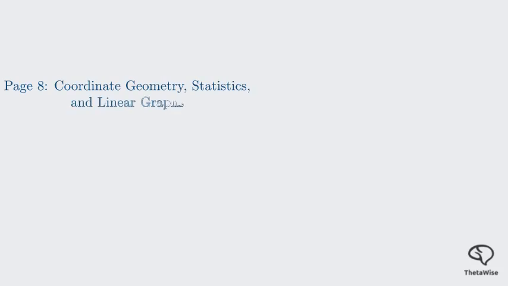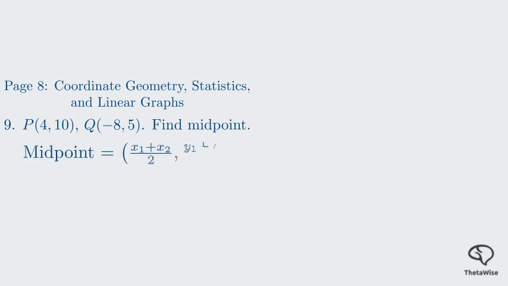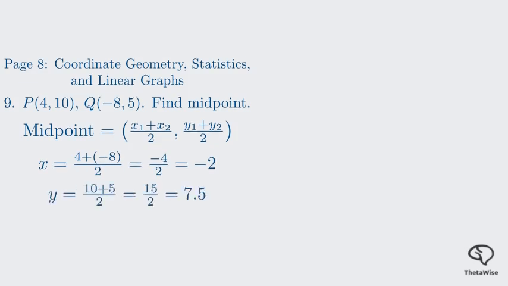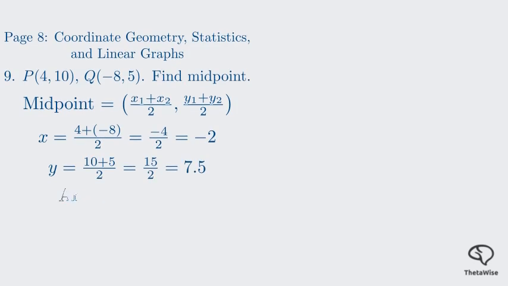Now we turn to page 8, starting with coordinate geometry, statistics, and linear graphs. Question 9 asks for the midpoint of P(4, 10) and Q(-8, 5). To find the midpoint, we take the average of the x-coordinates and the average of the y-coordinates. For x, we have 4 plus -8 divided by 2, which is -4 over 2, or -2. For y, we have 10 plus 5 divided by 2, which is 15 over 2, or 7.5. The coordinates are (-2, 7.5).